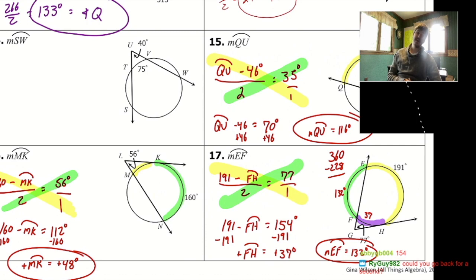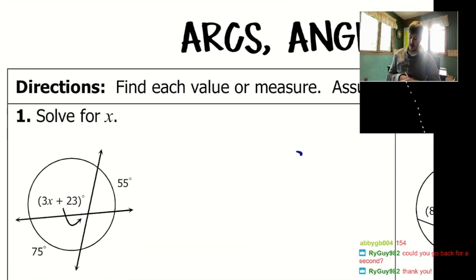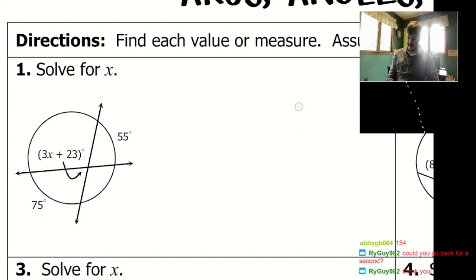We have to recognize what the diagram looks like and how we can apply whichever rule we need to. So we'll jump right into it. Number 1, you should notice that this diagram is definitely one of the diagrams we've worked with, and we have to know what that rule is. It's not big arc minus little arc in this case. Because that angle is in the middle, especially the one represented by 3x plus 23, this is the addition one.